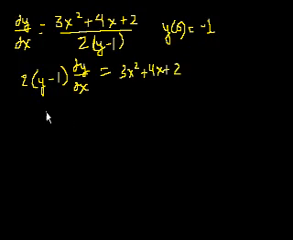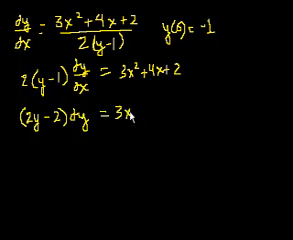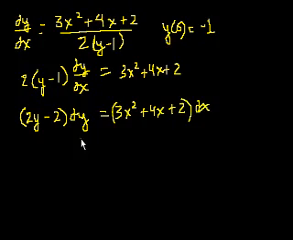This is really just an exercise in algebra. You get, and I can multiply this one out too, 2y minus 2, that's just this, dy. I multiplied both sides times dx, so that equals 3x squared plus 4x plus 2 dx. I have separated the equations. I've separated the independent from the dependent variable and their relative differentials.